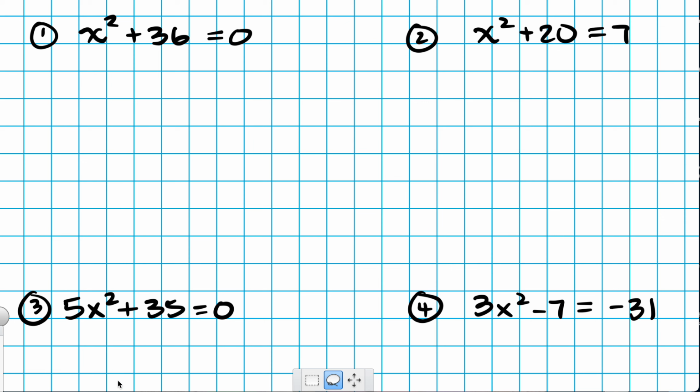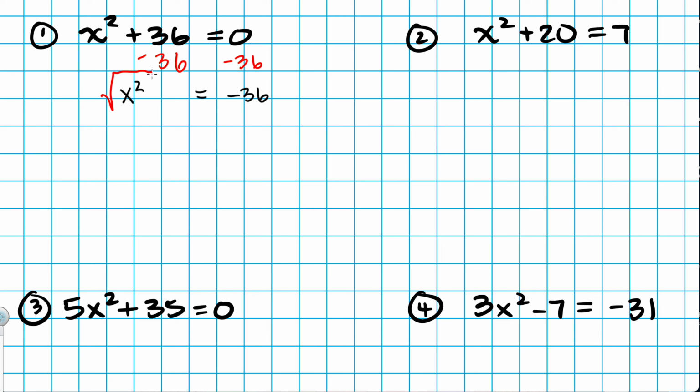All right. So for problem number one, x squared plus 36 is equal to 0. The first thing you're going to want to do is get rid of the 36. So I'm going to subtract the 36 from both sides of the problem. What this does is it leaves us with x squared is equal to negative 36. Now the reason I'm choosing to solve it this way is because it is in vertex form, and when it's in vertex form, it makes the most sense to just solve by isolating the x squared.